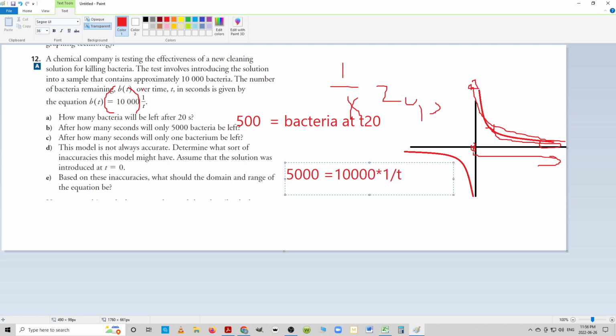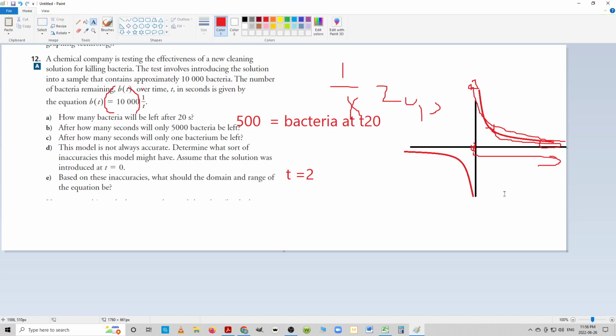Okay, let's multiply both sides by t. That gets rid of the t on the right side. Then we divide both sides by 5,000. Three zeros get canceled. 10 divided by 5 is 2. So at time is equal to 2, there's going to be 5,000, which makes sense because at time 1, there was 10,000.